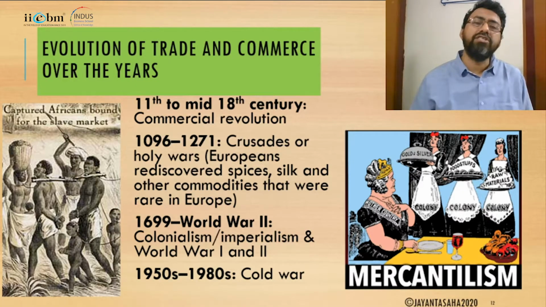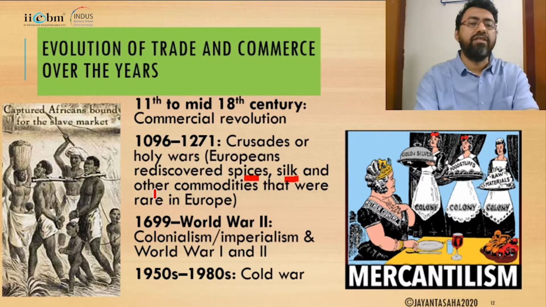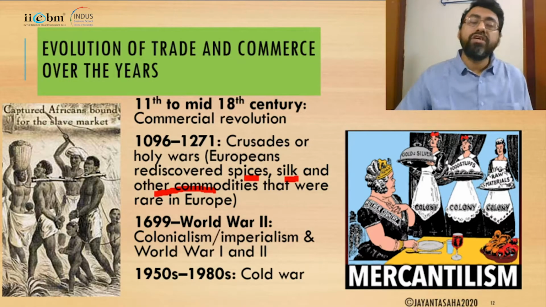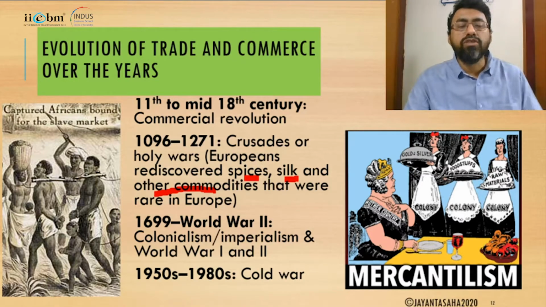So all these civilizations in Europe, they found that certain goods were not present in Europe, say spices, silk, and several other commodities were rare in Europe. So you must have heard about concepts like Silk Route. So the route which was basically used by traders to travel from Europe to China, that is called the Silk Route. So throughout Eurasia into China and entering into Europe.